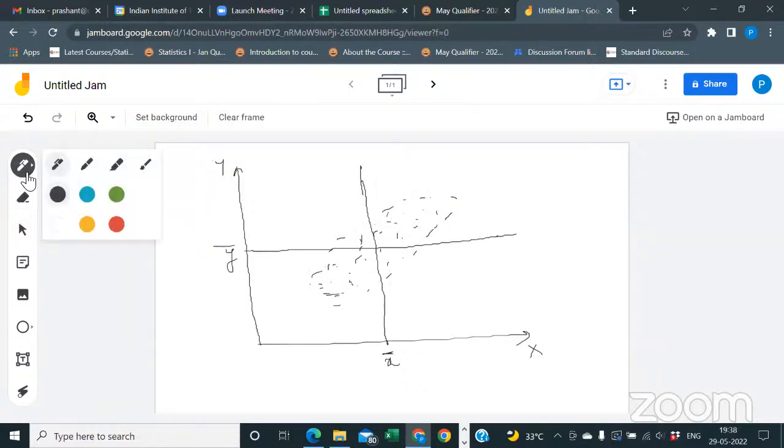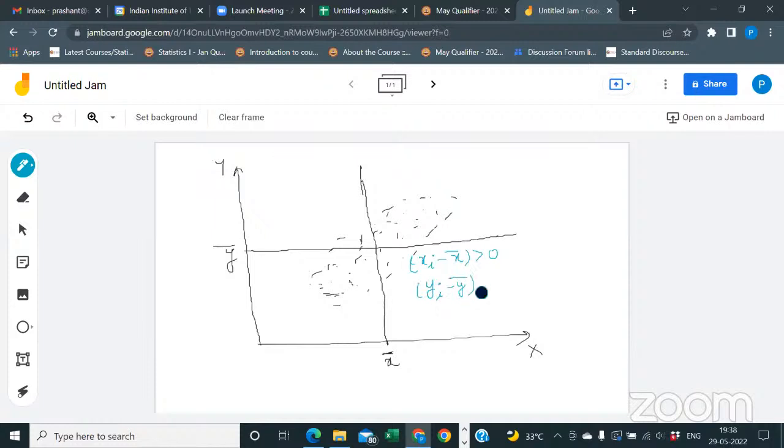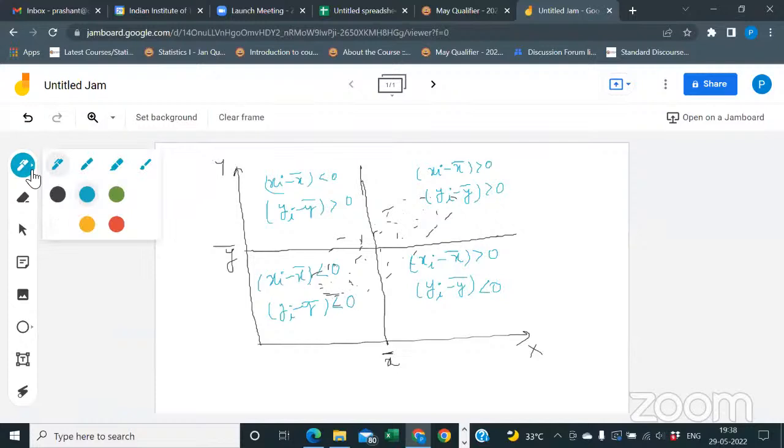Just tell me now. For this region, xi minus x bar will be greater than 0, positive, and yi minus y bar will be less than 0. For this region, xi minus x bar will be greater than 0 and yi minus y bar greater than 0. For this region, xi minus x bar will be less than 0 and yi minus y bar greater than 0. For this region, both will be less than 0.